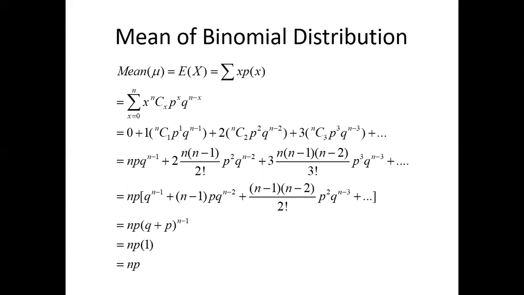So if X takes the binomial distribution, then the mean of the binomial distribution is np, where n is the number of trials and p is the probability of success.